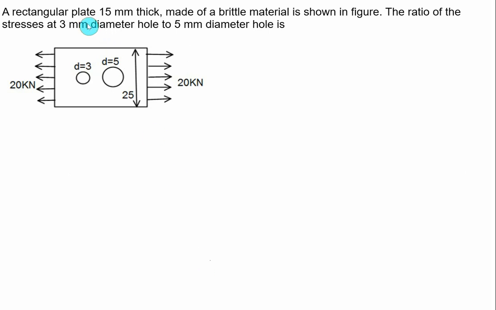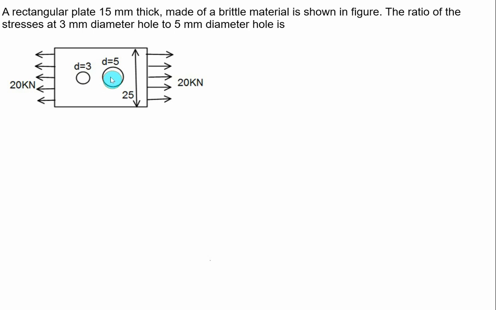A rectangular plate of 15 mm thick made up of brittle material as shown in figure. Only for brittle material you have to apply the stress concentration factor. The ratio of the stress at 3 mm diameter hole to 5 mm diameter hole you have to find out. That is the ratio of the sigma max at 3 mm diameter and sigma max at 5 mm diameter you have to find out.